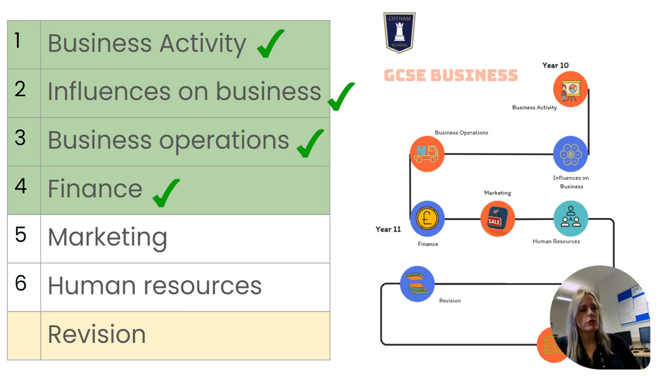We have covered 4 of the 6 topics of the course, which means obviously we have 2 left to go, marketing and human resources, and then we will have plenty of time left to revise all of our units and do plenty of exam paper practice and lots of practice questions to get you ready for your exam.